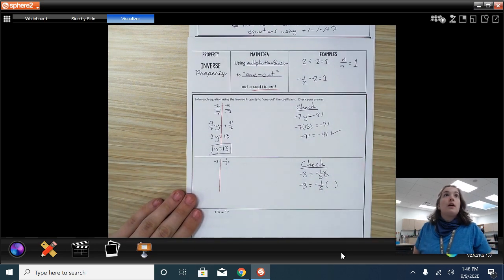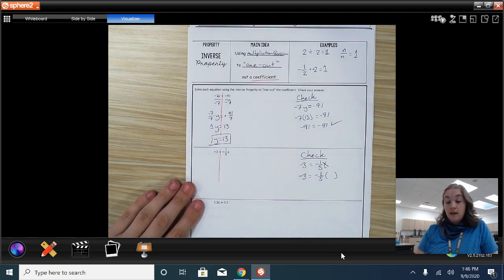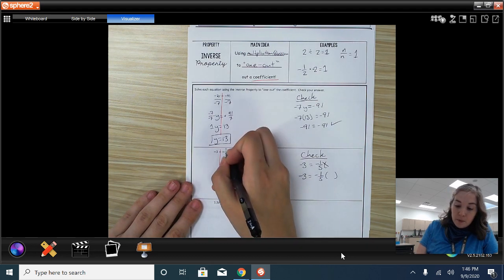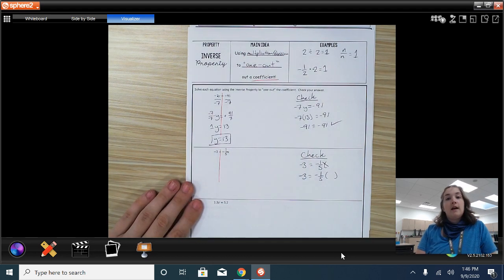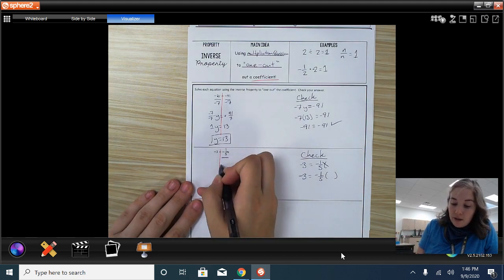So let's take a look at our next one. We have negative 3 equals negative 1/5 x. We want to get x by itself. Now, fractions can be a little tricky for some of us. If it helps you, then just put that little multiplication sign right there. And think about, well, what's the opposite of multiply? Divide. So I need to divide everything on my left side here by a negative 1/5.